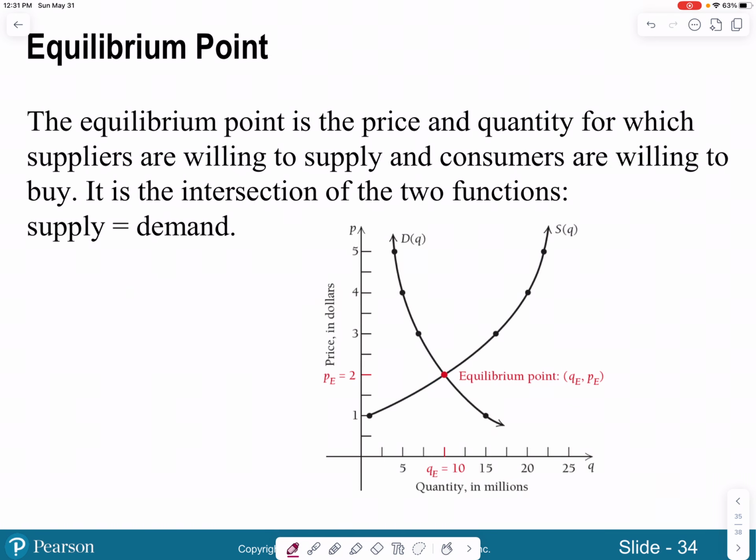So the equilibrium point is going to be the price and quantity for which suppliers are willing to supply and consumers are willing to buy. So supply and demand, okay. It's the intersection of these two functions. So that's the equilibrium point, okay.